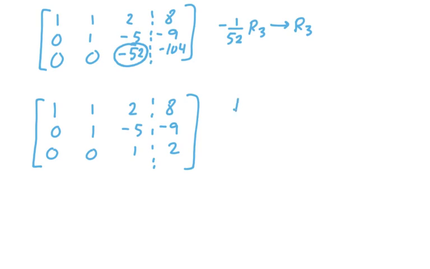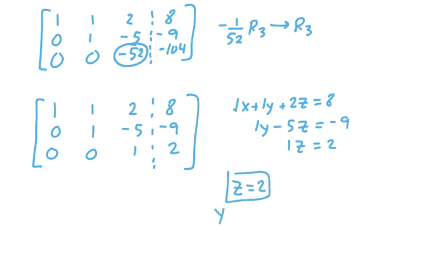I have 1x plus 1y plus 2z equals 8. Okay? Then I have 1y minus 5z equals -9. And then I have 1z equals 2. And then we can do what's called back substitution, and then we can solve our system. So here, can we agree z equals 2?